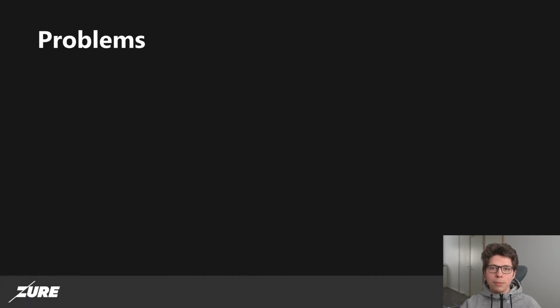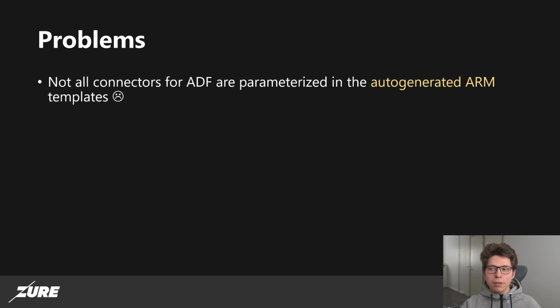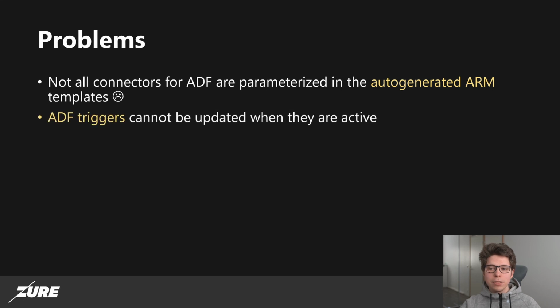Then we have also run into some problems. So not all the connectors for ADF are parameterized in the auto-generated ARM templates. There are some steps like function names, for example, that do not get parameterized. So for that, I have just created some PowerShell scripting that looks for this value in the ARM template before we send them to the storage account and changes it based on the previous ARM template deployment outputs. And as mentioned, ADF triggers, they cannot be updated when they are active, so that is why we are stopping them before deploying ARM templates.